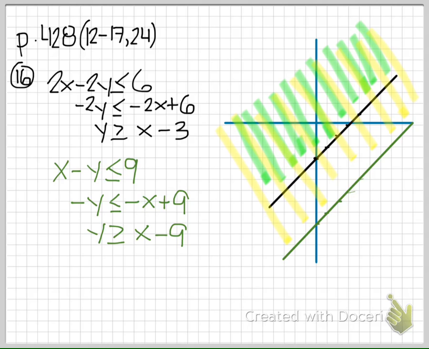Now in this case, since they're parallel, we have a situation where we only have 3 different sections. We have section number 1 way down here at the bottom, where there's no shading at all. We have this section in between the two lines where there's only shading by yellow, and we have this section up above both lines where we have both yellow and green. And that would be the solution, where it's both yellow and green.